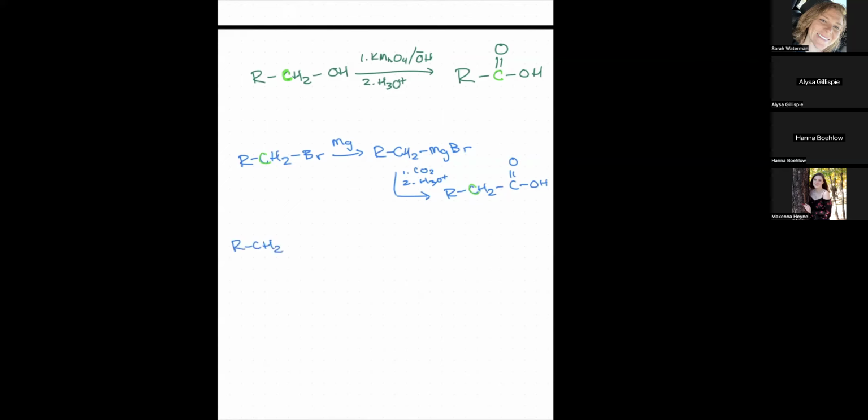Is it the NaOH is the next step? What's this next part? CN. Yeah, CN, exactly. So they'll both work, right? And then you would have R, CH2, CN. Then you do an acid workup step, H3O plus. And then you would end up with the same thing.